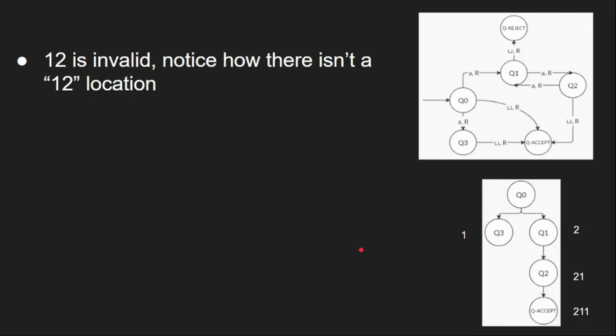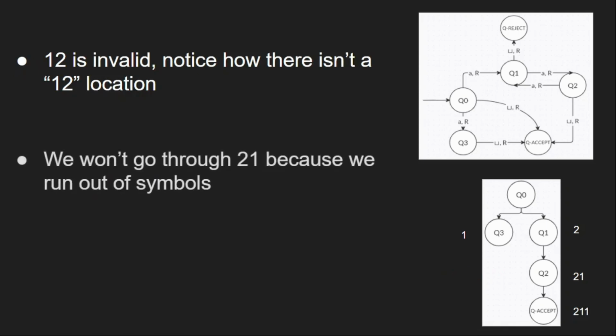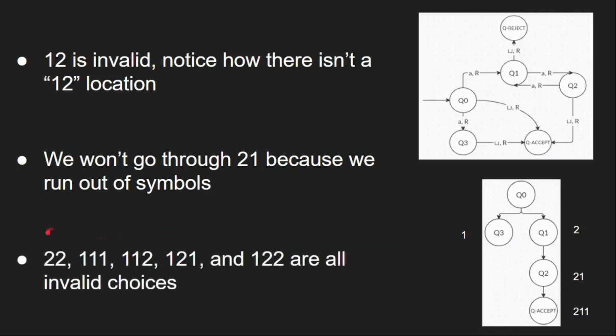Another way that you can visualize the invalidity of a path is by noting that there isn't a corresponding location on the computation tree. So there's no location 1, 1, and there's no location 1, 2. I'm not going to show all the details for the path 2, 1 because it runs out of symbols. It's the same thing we ran into with 1 and 2. Then we skip all of these because they are all invalid. As you see, there are no numbered locations.